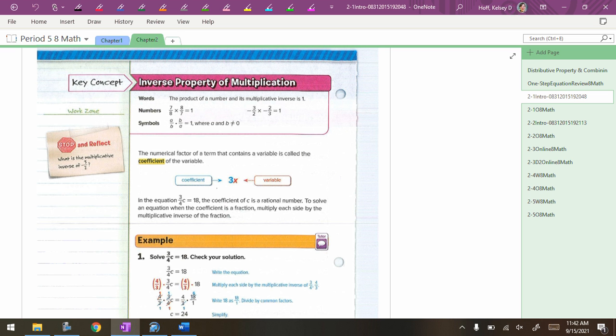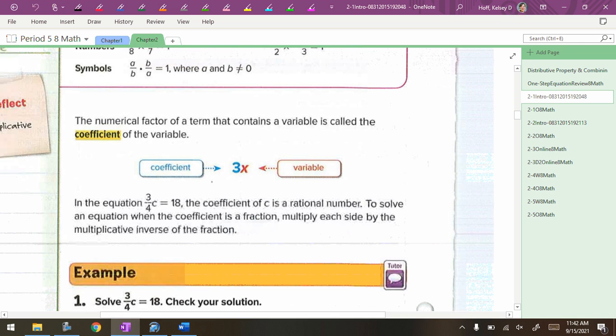But the difference is that we're going to have rational coefficients. And that seems scary, but it's not as bad as you expect. Remember, a coefficient is the number that is multiplied by the variable. So the number in front of the variable. And when I say that they're rational numbers, remember from last chapter, rational numbers can be repeating decimals, terminating decimals, or fractions. Hence, the very first problem that they show us.